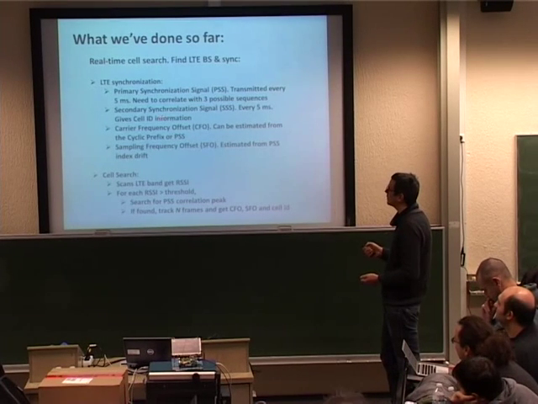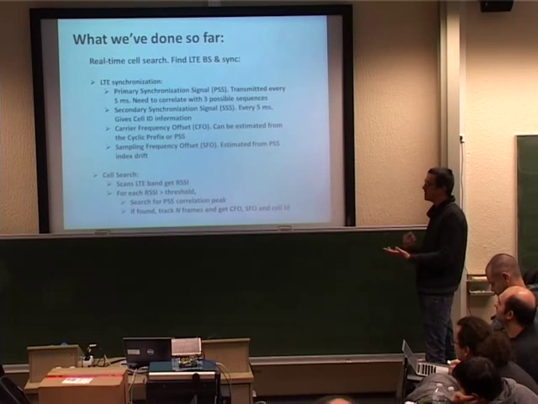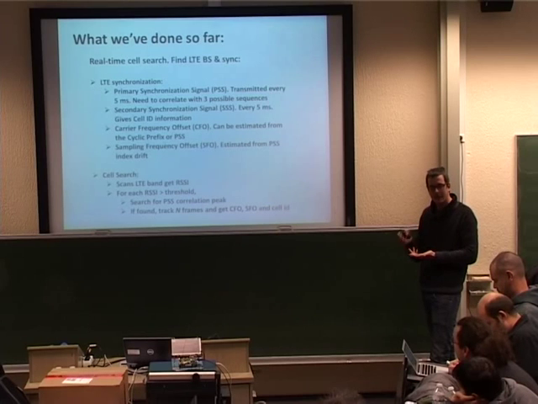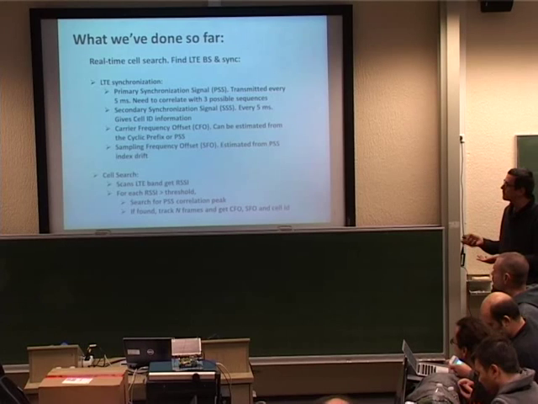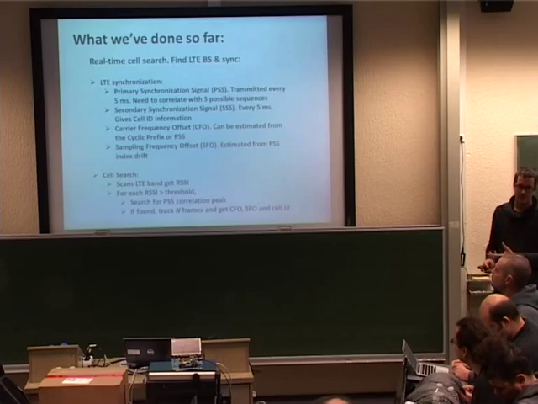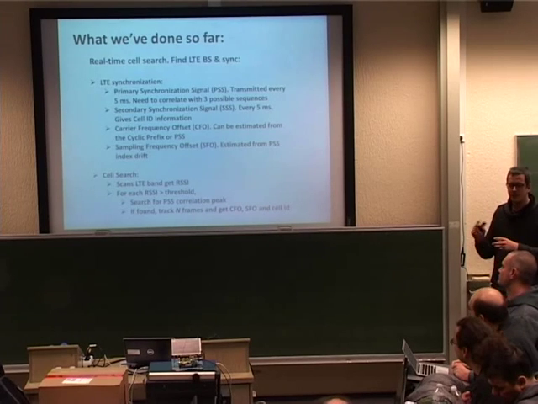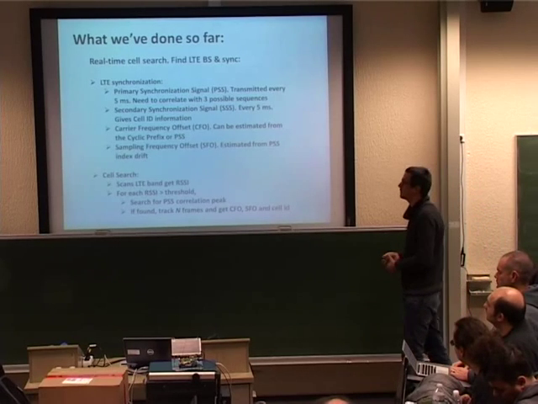LTE synchronization uses two signals sent by the base station, the primary and the secondary synchronization signal, which are transmitted every 5 milliseconds. So the receiver needs to perform a correlation with 3 possible PSS sequences every 5 milliseconds. This is very complex, so you need to try to be clever on how to implement this. Otherwise, you will consume all the resources only for synchronization.